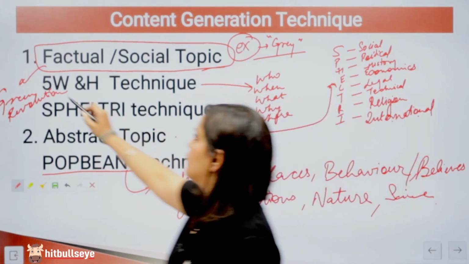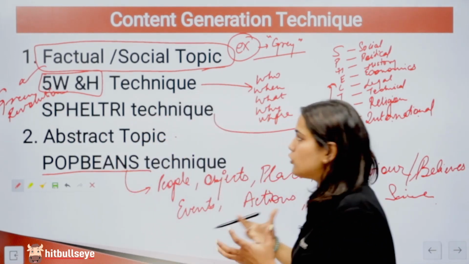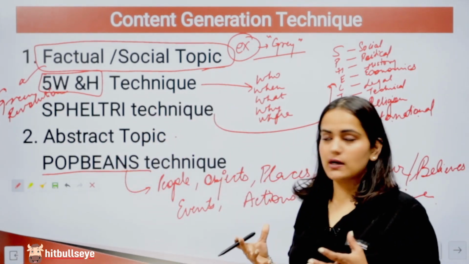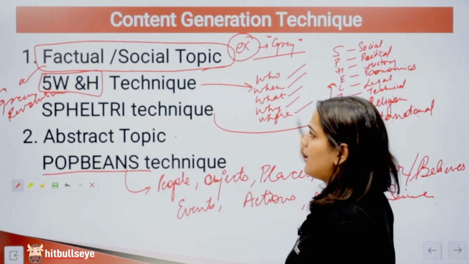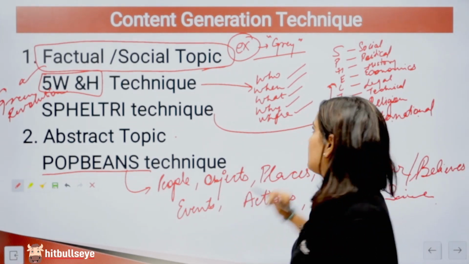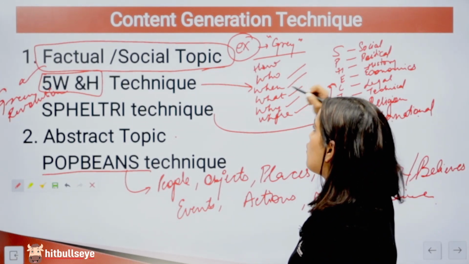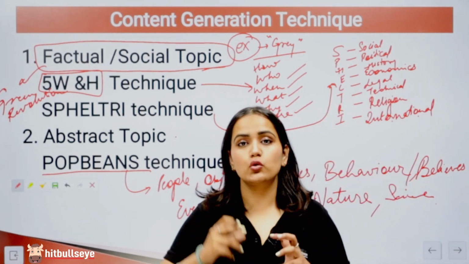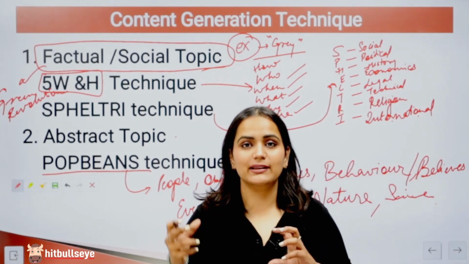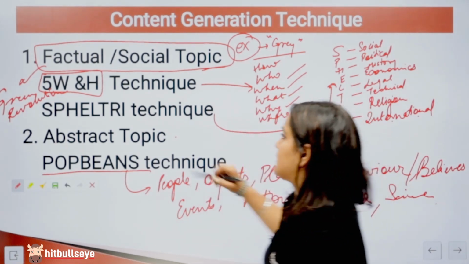So the first technique would be the 5W and H technique. How do we generate content on such kinds of topics? Who, when, what, why and where, and H would be how. Who, when, what, why, where and how are the aspects to which you can relate this topic, that is Green Revolution. Clear?